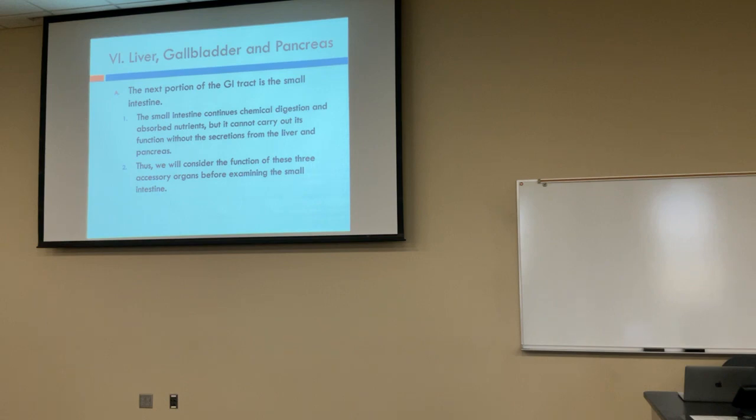Right near the first part of the small intestine, there are three accessory organs that add secretions to the food that passes through the duodenum, which is the first part of the small intestine. These three accessory organs are the liver, the gallbladder, and the pancreas. And so we're going to take a look at those organs first, before we go on and take a look at the three different regions of the small intestines.